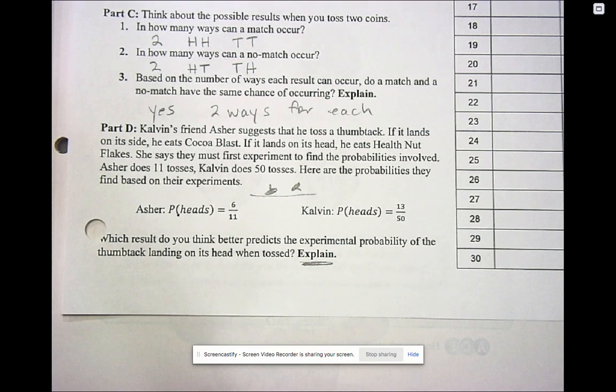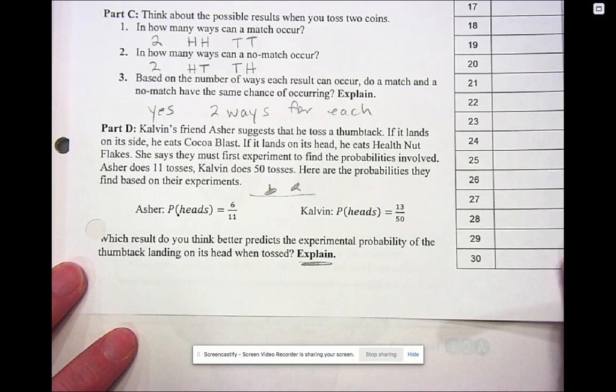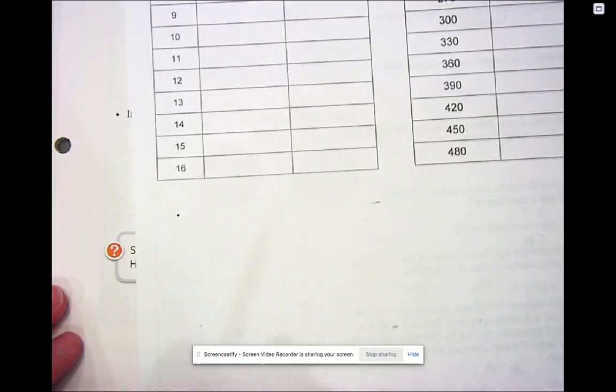Okay, so that's it for this lesson. Make sure that you've got your data and you bring that to class tomorrow so that we can compile it as a group. Okay.